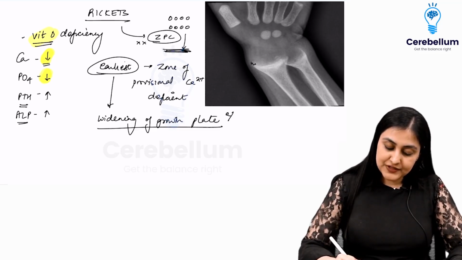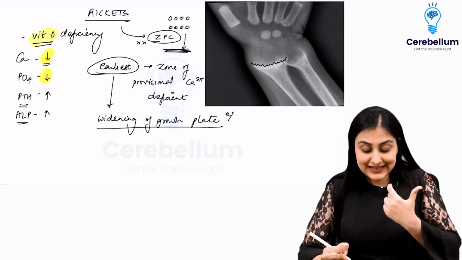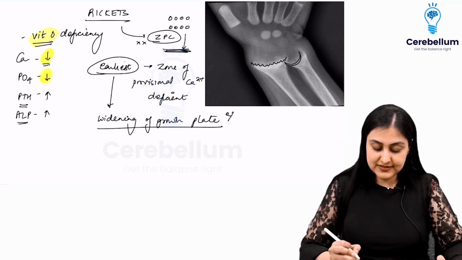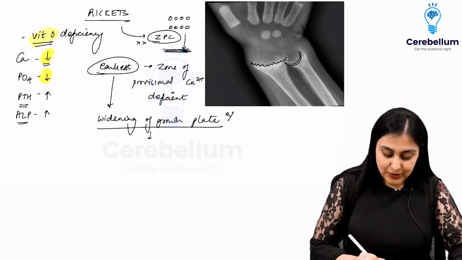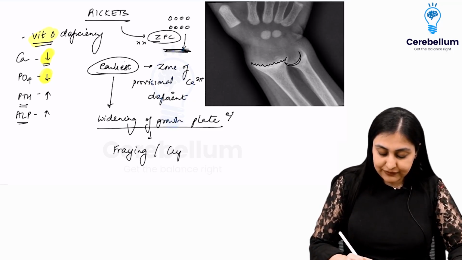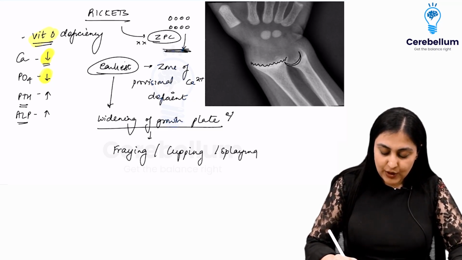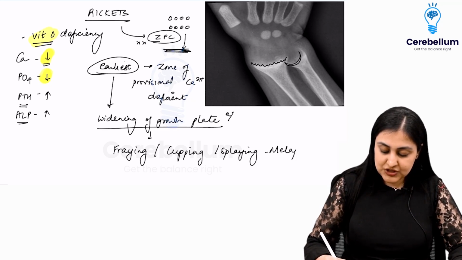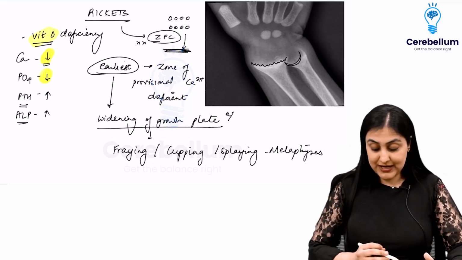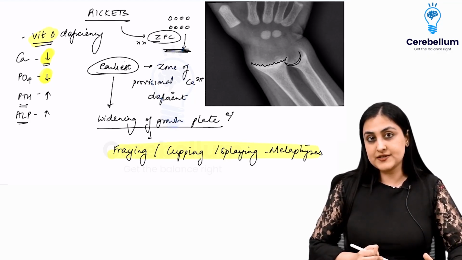Resultantly, we're going to have this irregular metaphysis which is widened, that is splayed, and it can also look like a cup. So three phrases are associated here. You have fraying, that is irregularity. You have cupping or the splaying, that is widening of the metaphyses. So three changes happen with the metaphyses: fraying, cupping and splaying. Alright, so this is what happens in rickets in the metaphyses.